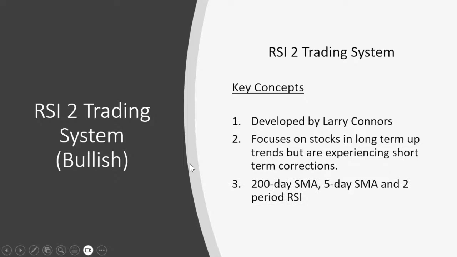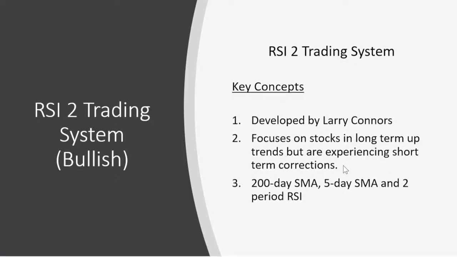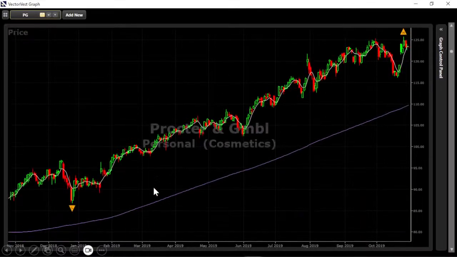And what I love about this system is that we're only using 3 indicators here. A 200-day simple moving average to identify the long-term trend, and a 5-day simple moving average, and the 2-period RSI, which stands for Relative Strength Index, to identify the short-term corrections. All right, let me show you how the strategy works.